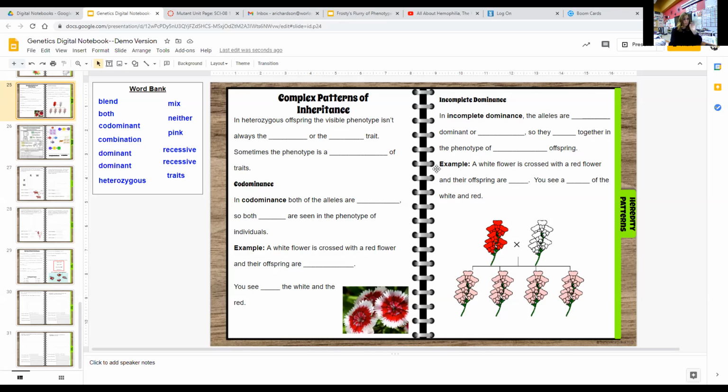I should be able to pop up the little words that you need to drag and drop into place with this. So here we go.